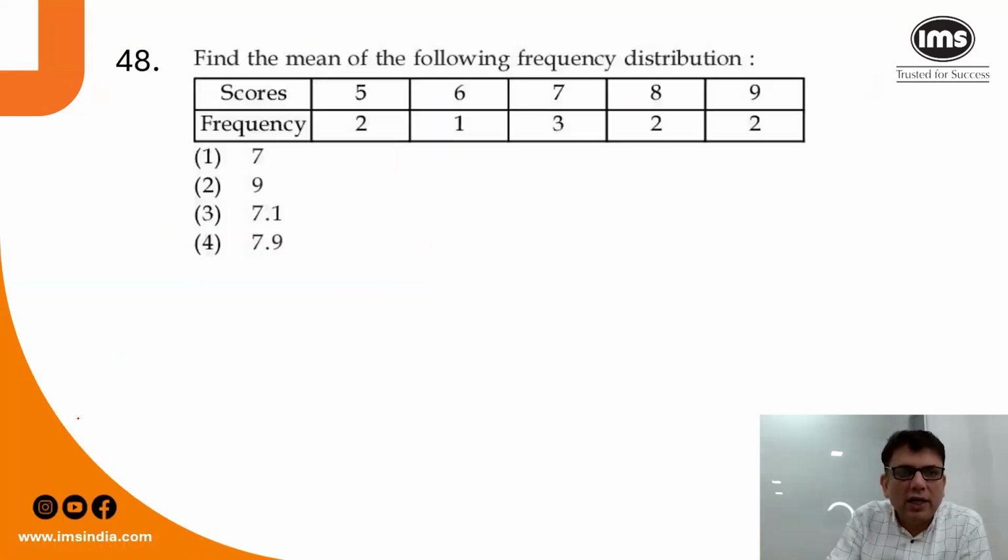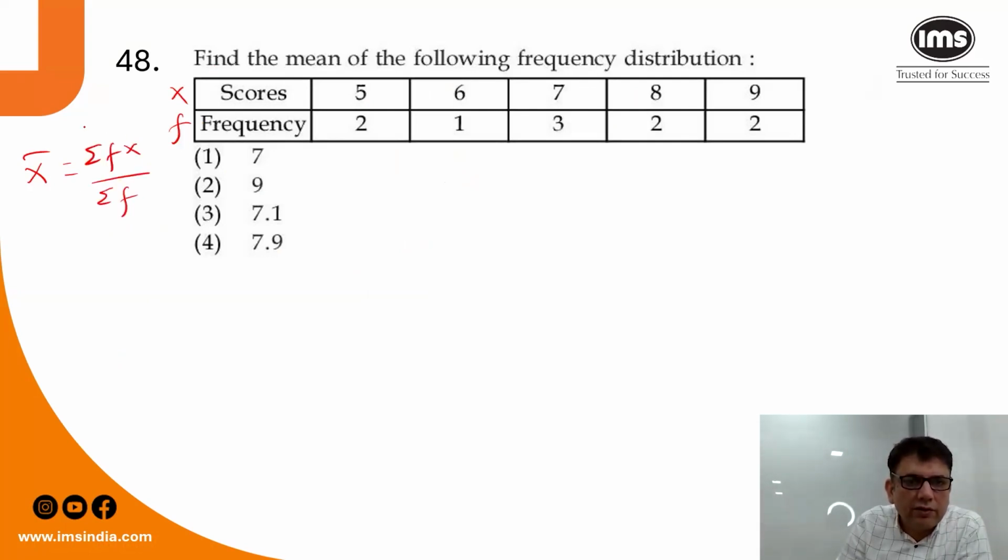क्वेश्चन नंबर 48, बहुत बढ़िया. मीन स्टैटिस्टिक्स का क्वेश्चन आ गया. तो फ्रीक्वेंसी डिस्ट्रीब्यूशन है, तो मीन x बार, अगर ये x है, ये फ्रीक्वेंसी f है, तो x बार इज समेशन fx डिवाइड बाय समेशन f. ये फॉर्मूला होता है. सो fx यहां पर तीसरे कॉलम में लिखते हैं, तीसरे रो में f into x.